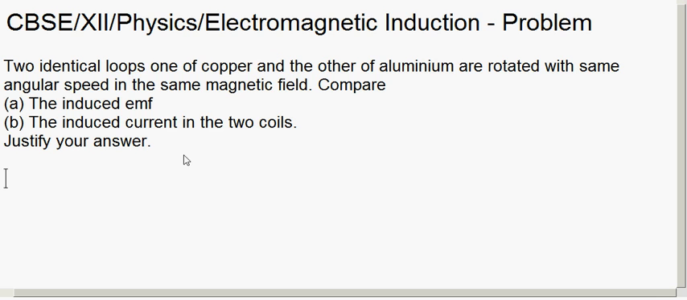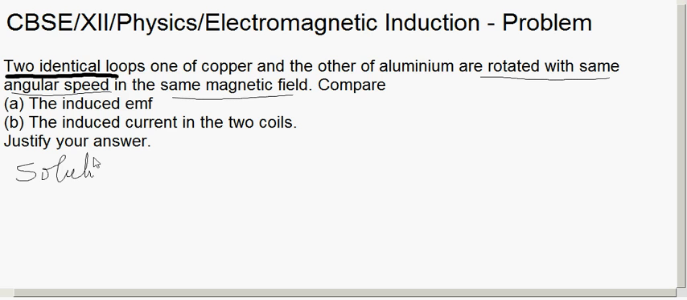Now, according to electromagnetic induction principle, the EMF gets induced whenever the flux linking the coil or the loop changes. And we know E is proportional to d phi by dt, or E is equal to N into d phi by dt. That is mathematically how we can calculate the induced EMF. Now here, it's two identical loops and are rotated with same speed and in the same magnetic field.